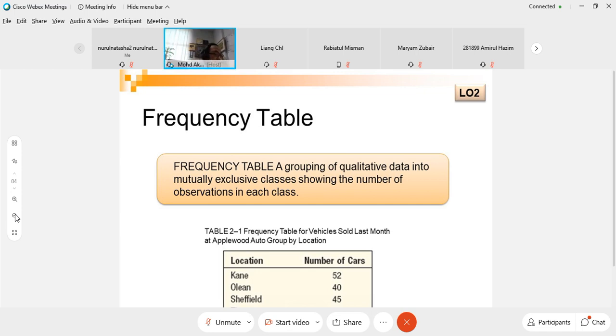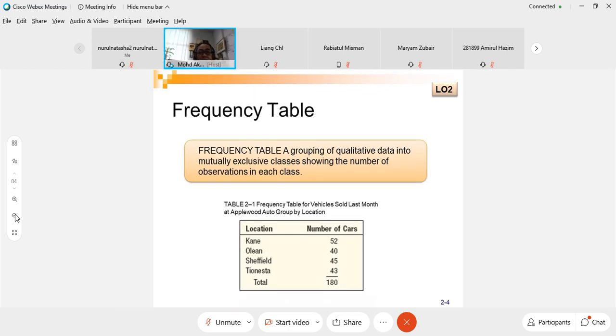So Ahmad Taufik. Ya, Doktor. Okay, Ahmad Taufik, daripada slide 04 ni, frequency table. Location mana yang paling tinggi sekali? The highest number of cars sold. Kane, Doktor. Okay, the second one? Sheffield. Okay. And the third one? Tionesta. And the last one, Orlean. Orleans. Okay. This one, how does the frequency table show to us?